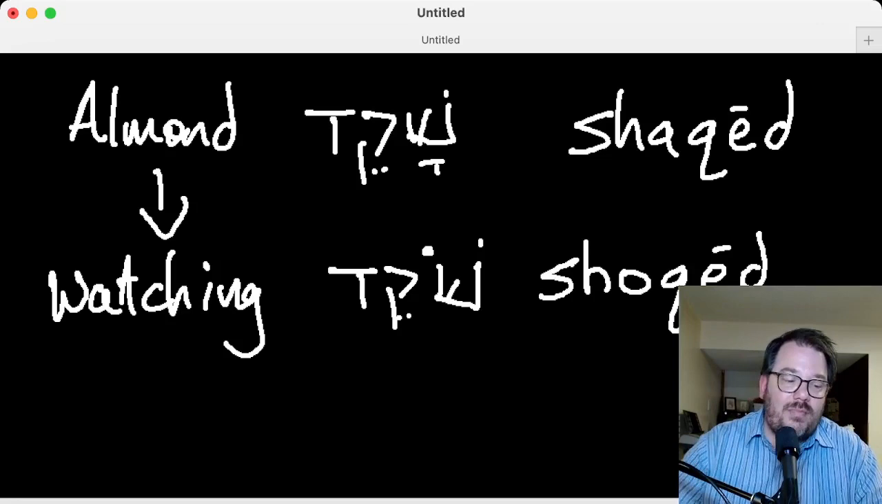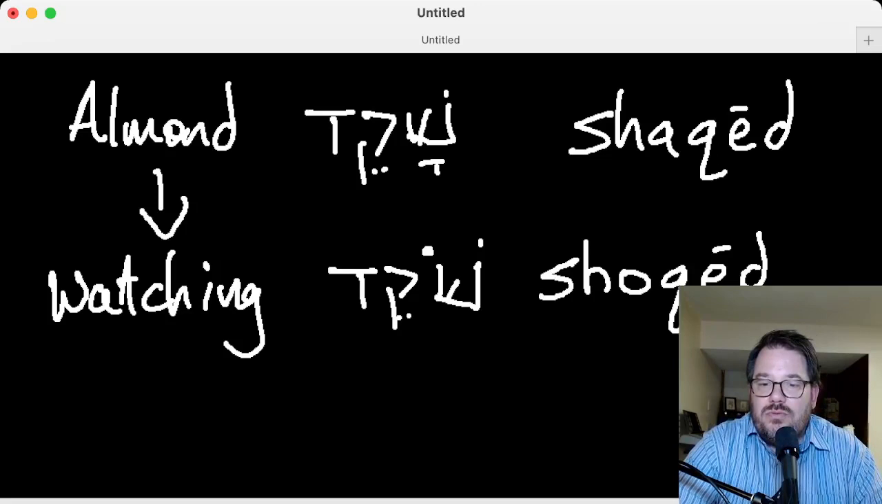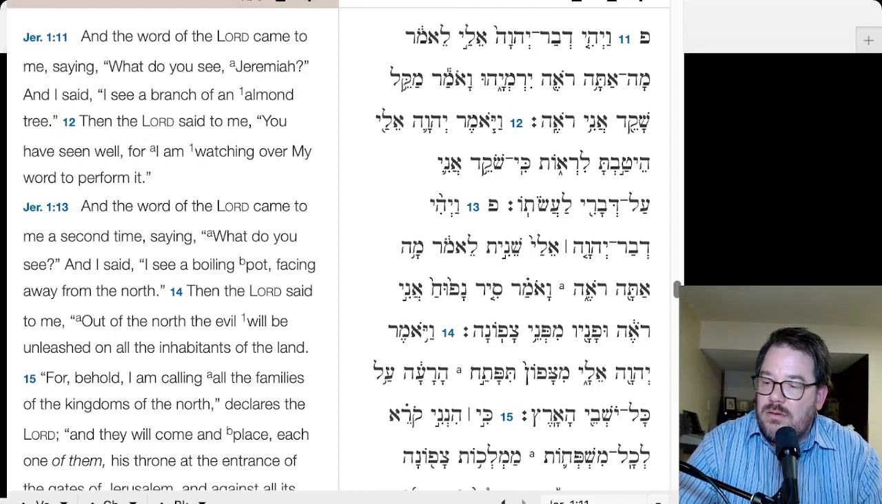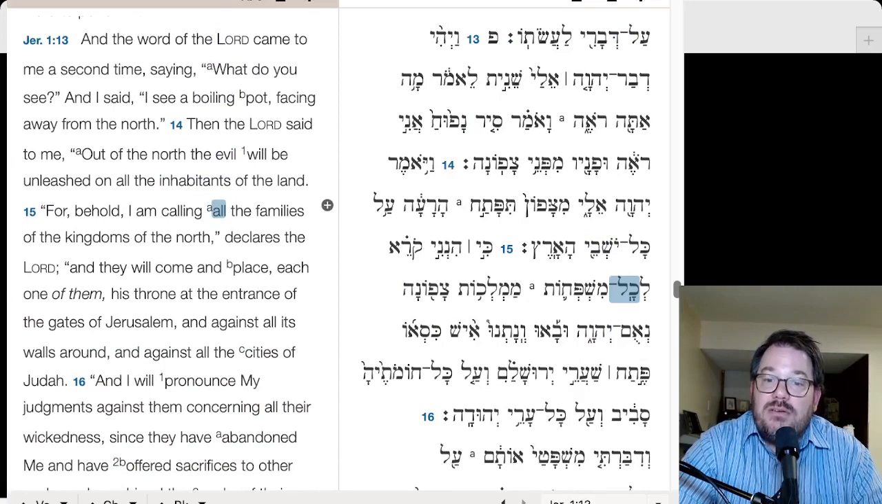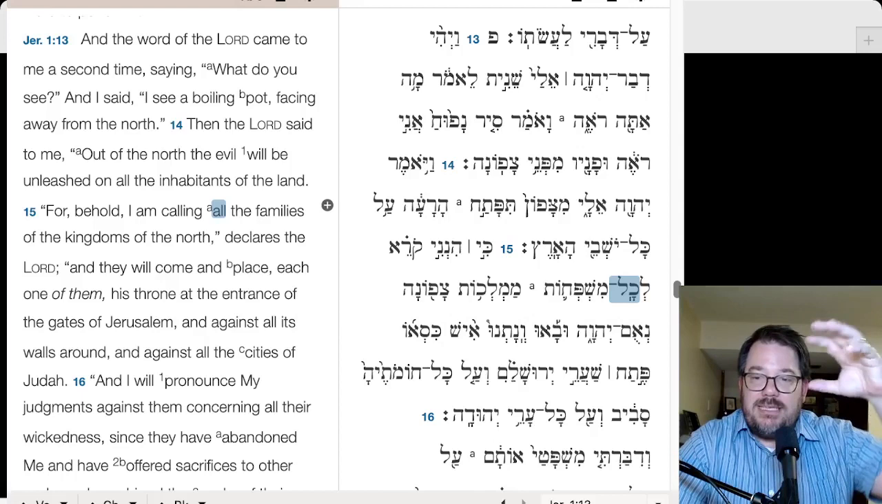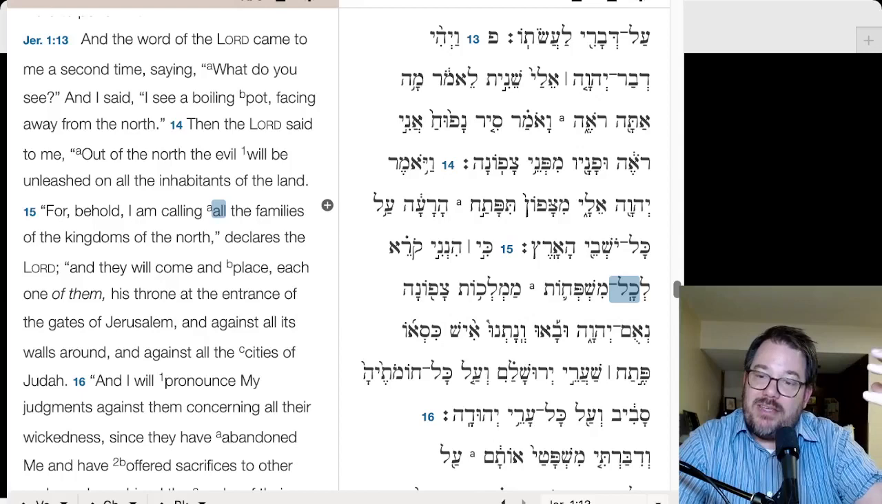Okay. So now we get back over to our text here. And then verse 13, the word of the Lord came to me a second time saying, what do you see? Okay, now he sees a boiling pot facing away from the north. So here's the boiling pot, it's tipped over, and whatever's inside the pot is flowing southward now. But northward is kind of the back end. That's where it's coming from.